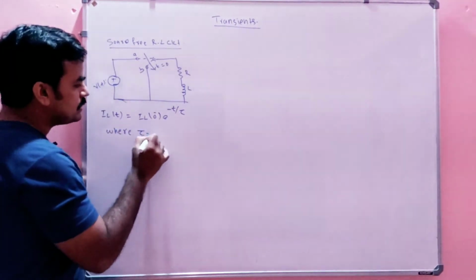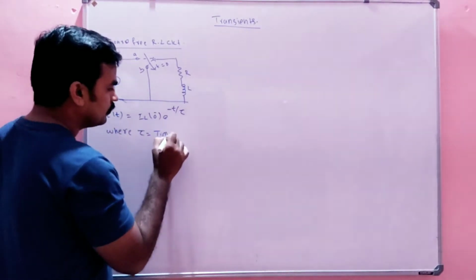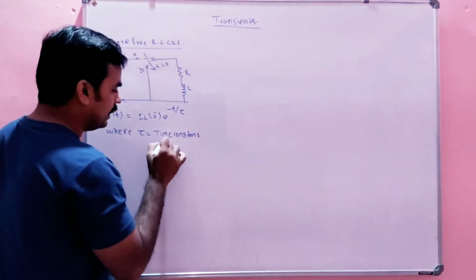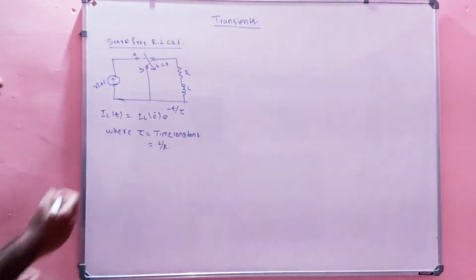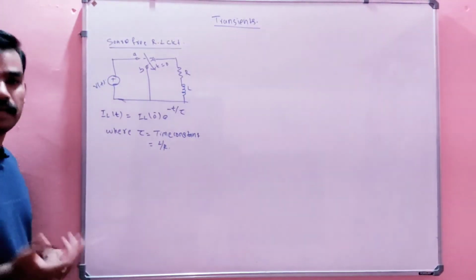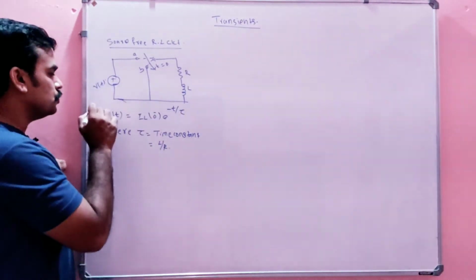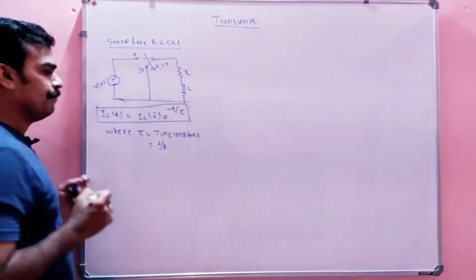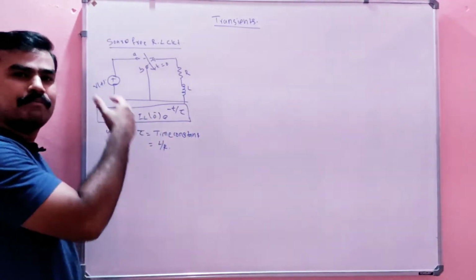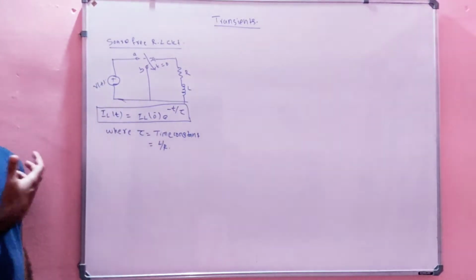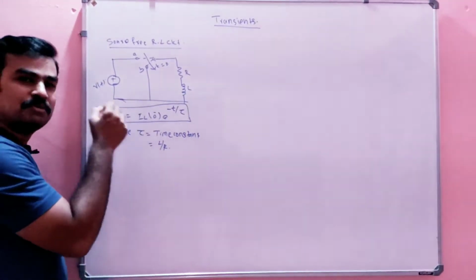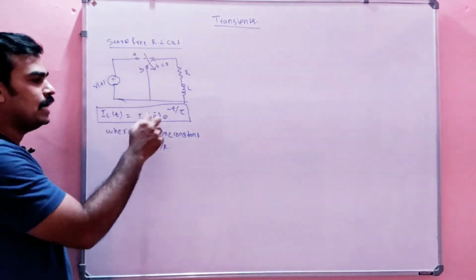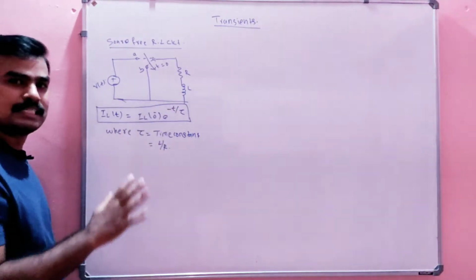where tau is the time constant, which is L by R. This equation you should know by heart. It is actually obtained from a very long derivation, but we don't need the derivation, so keep an eye on this equation only: IL of t is equal to IL of 0 minus into e raised to minus t by tau.